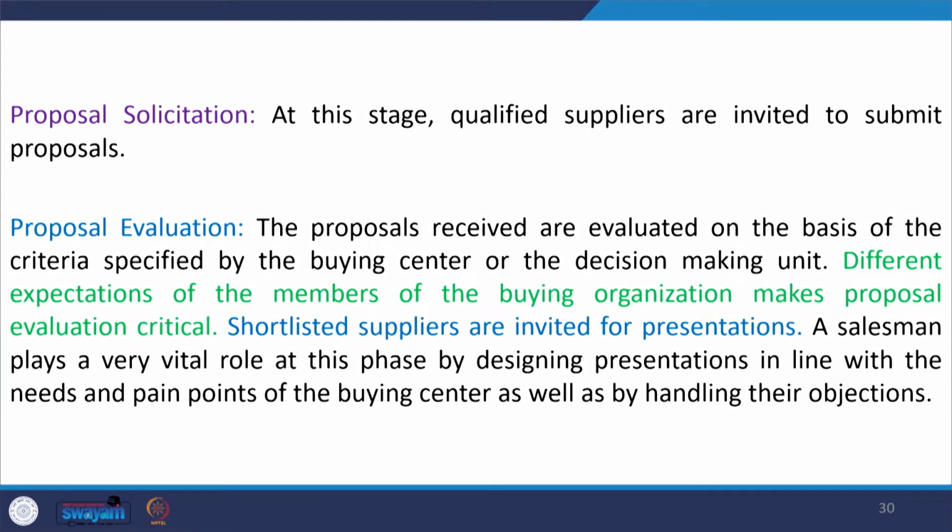After the proposal solicitation part, it becomes important that they are evaluated properly. Now this phase is all about the buying center or the decision making unit checking whether all the technical criteria specified are being met by the seller submitting the proposal or not. Once they are satisfied, then they can call a few shortlisted suppliers for presentations.